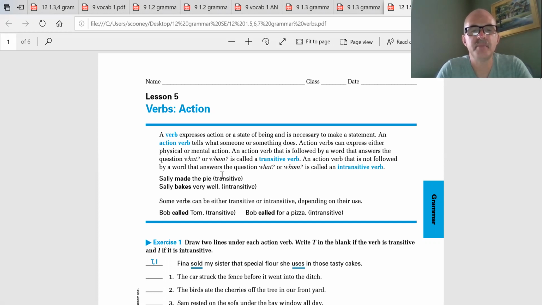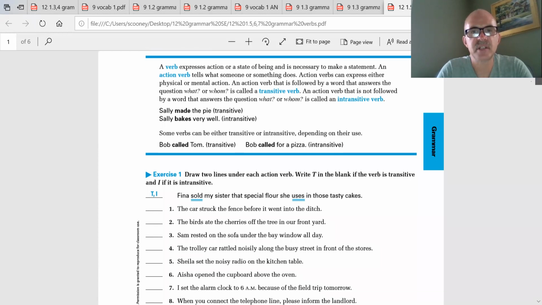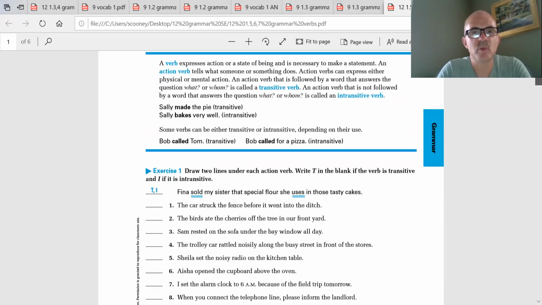So, Sally made the pie. She made what? Can you answer that question? Pie, yes, that's transitive. If she bakes very well, Sally bakes what? Or bakes whom? She probably doesn't bake whom. That's intransitive, because it just describes what she does and there's no direct answer to that question about what or whom. So that is the difference between transitive and intransitive. Some verbs can be either transitive or intransitive, and some are by their very nature only one or the other. But does it have something that is acted upon? That determines it.